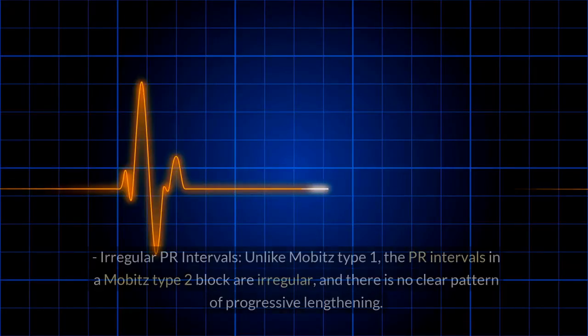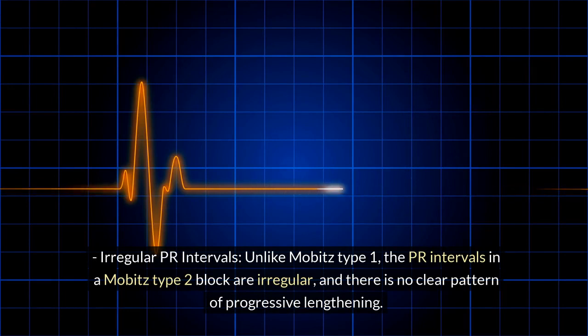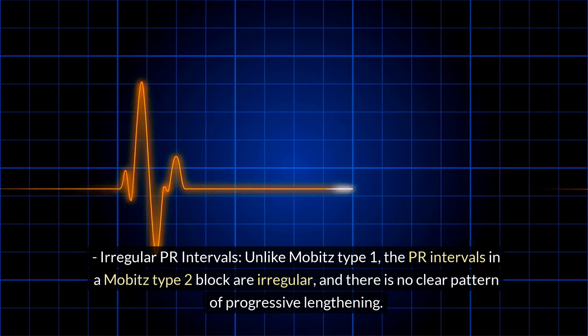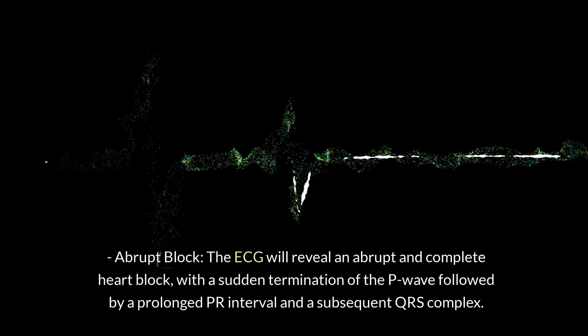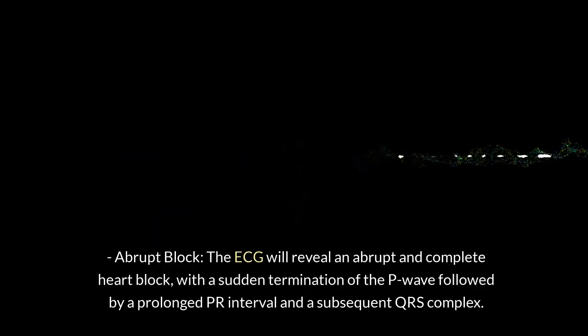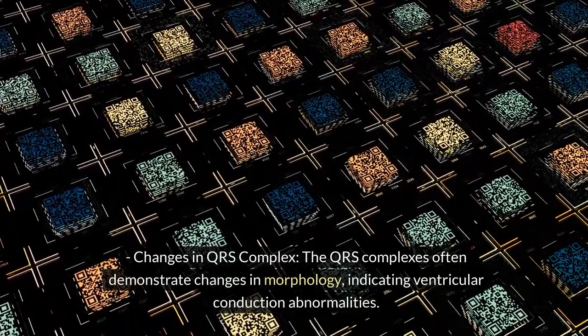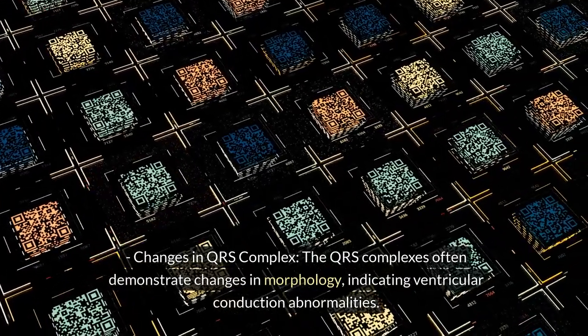2. Mobitz type 2 block. Irregular PR intervals. Unlike Mobitz type 1, the PR intervals in a Mobitz type 2 block are irregular, and there is no clear pattern of progressive lengthening. Abrupt block. The ECG will reveal an abrupt and complete heart block, with a sudden termination of the P wave followed by a prolonged PR interval, and a subsequent QRS complex. Changes in QRS complex. The QRS complexes often demonstrate changes in morphology, indicating ventricular conduction abnormalities.